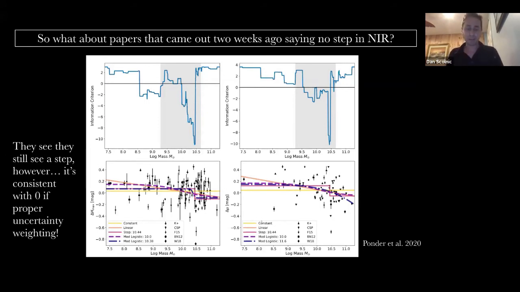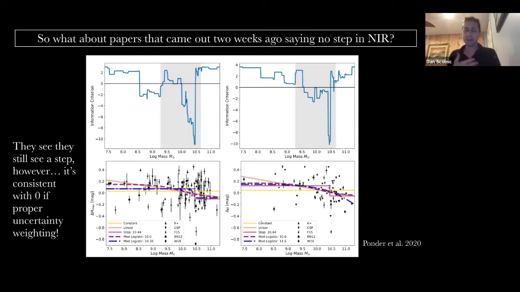Now, these papers came out saying, okay, well, we see a very similar effect in the optical and the near infrared. So this is showing one from Ponder et al. And I think that they'll be changing their interpretation soon, because there's a lot of discussion about this. This is the key plot from the paper. And here they're showing the evidence for the step. On the bottom, this is the Hubble residuals. On the top, this is basically the significance of their thing. And what your eye should see on the top is that there's a really strong, sharp peak at a very specific step of about 10.4 or so.